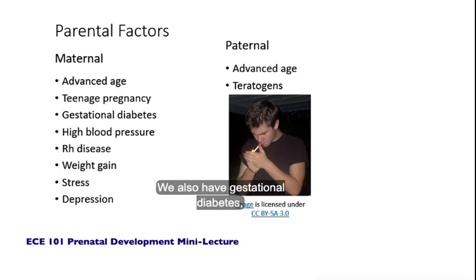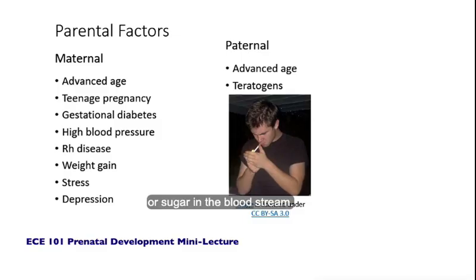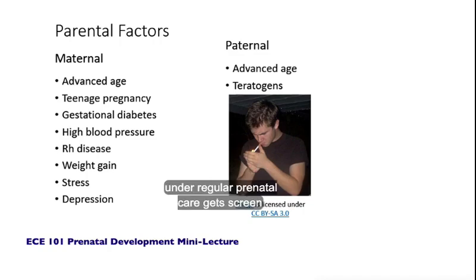We also have gestational diabetes, which is when your body has too much glucose or sugar in the bloodstream. Women that are under regular prenatal care get screened for gestational diabetes. If it's untreated, it can cause issues such as premature delivery, stillbirth, breathing problems at birth, jaundice, or problems with low blood sugar. It can also cause babies to be much heavier as well.